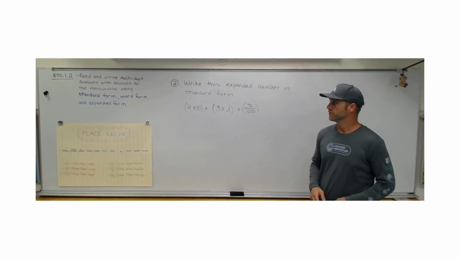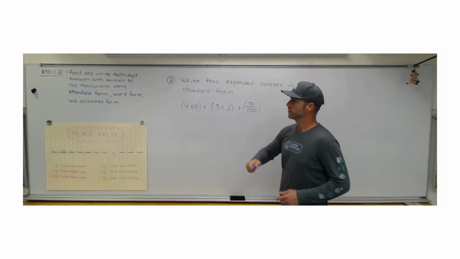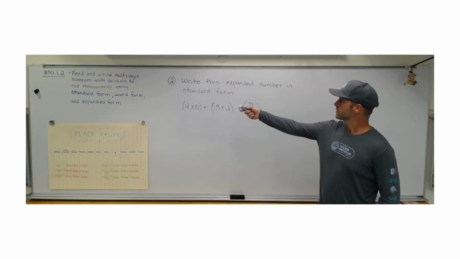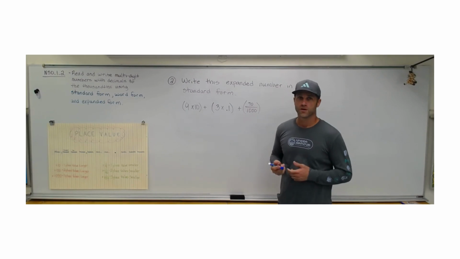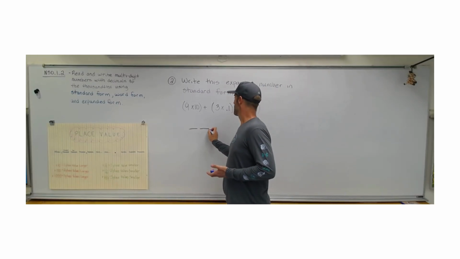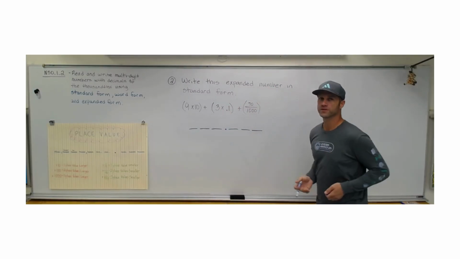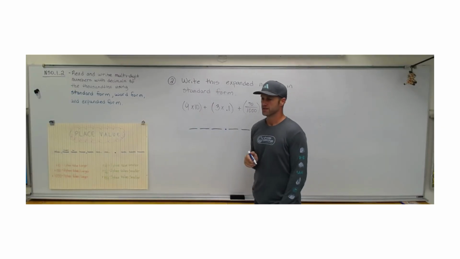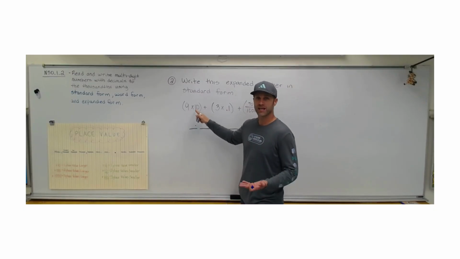For question number 2, we have: write this expanded number in standard form. So we're still focusing on standard form and expanded form and how to go back and forth. What I see here is this expanded form is broken down by place value. So how I want to solve this is using my strategy of making place value blanks, so we have a template to work with. I'm going to start over here at 9 times 10. This just means I have 9 tens, or a 9 in the tens place.